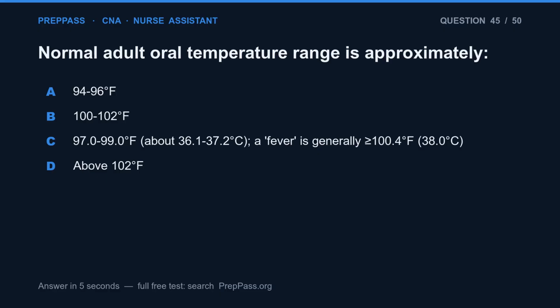Question 45. Normal adult oral temperature range is approximately A. 94 to 96 degrees Fahrenheit, B. 100 to 102 degrees Fahrenheit, C. 97.0 to 99.0 degrees Fahrenheit, about 36.1 to 37.2 degrees Celsius. A fever is generally greater than or equal to 100.4 degrees Fahrenheit, 38.0 degrees Celsius. D. Above 102 degrees Fahrenheit.